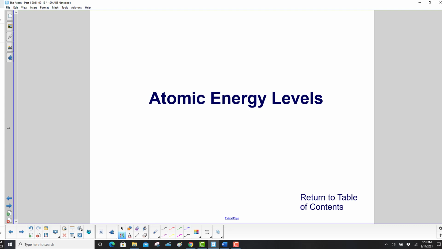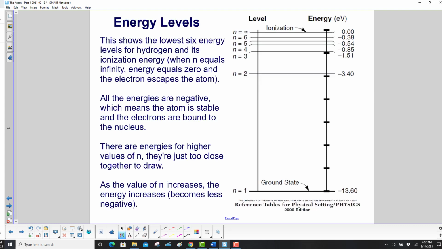Atomic energy levels. This shows the lowest 6 energy levels for hydrogen and its ionization energy. When n equals infinity, it's up here, the energy equals 0 and the electron escapes the atom. All the energies are negative. That means the atom is stable and the electrons are bound to the nucleus.